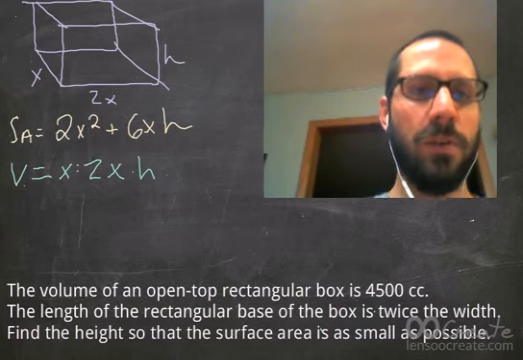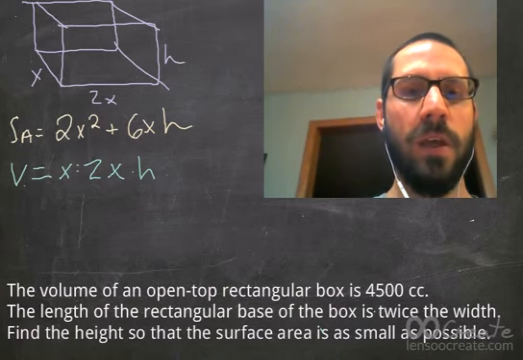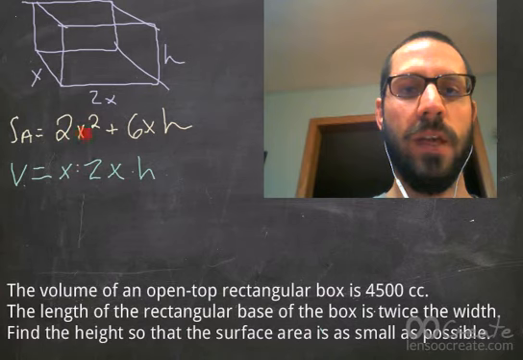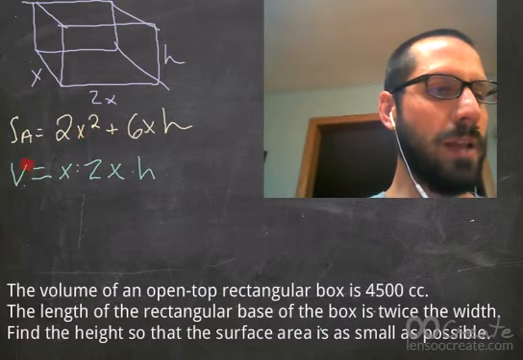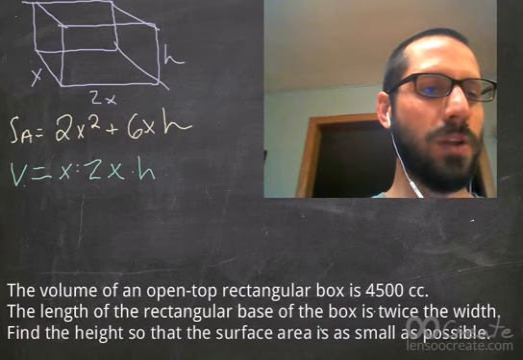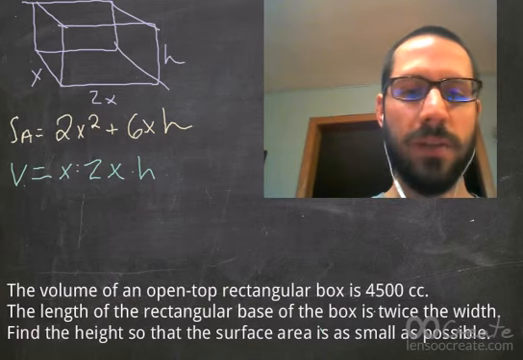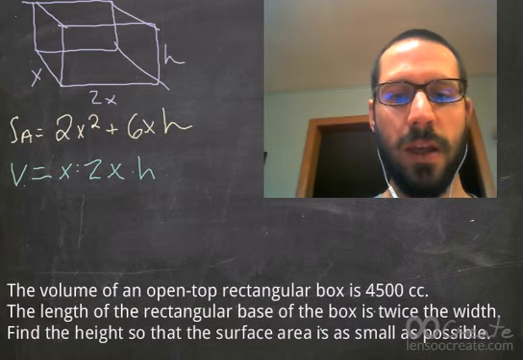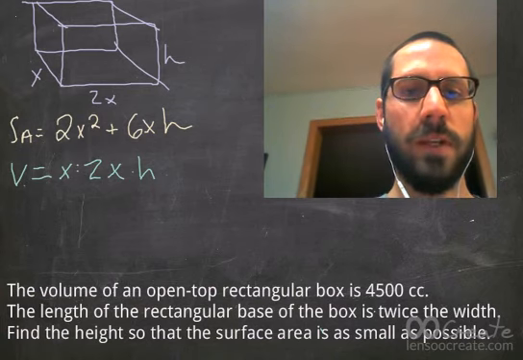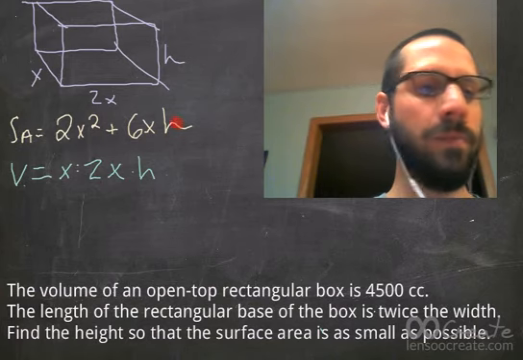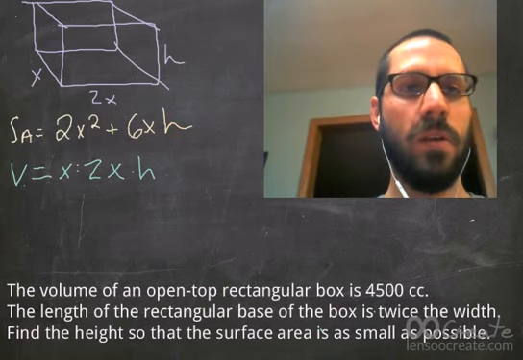All right, got our equations, got several variables, but don't worry about that. x represents our width, h represents our height, and we have surface area and volume. So finally, identify the variable that represents the quantity needed to answer the question asked. The question asked is, find the height so that the surface area is as small as possible. So we've got our surface area, and now we've got a height in there.